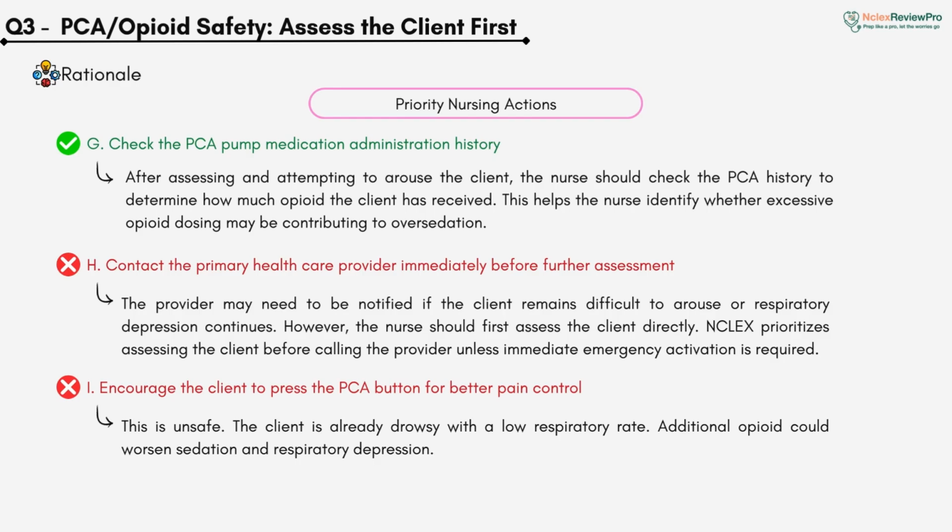Option H, contact the primary healthcare provider immediately before further assessment. This is incorrect. The provider may need to be notified if the client remains difficult to arouse or if respiratory depression continues, but the nurse should first assess the client directly. On NCLEX, assessing the client usually comes before calling the provider, unless immediate emergency activation is required.